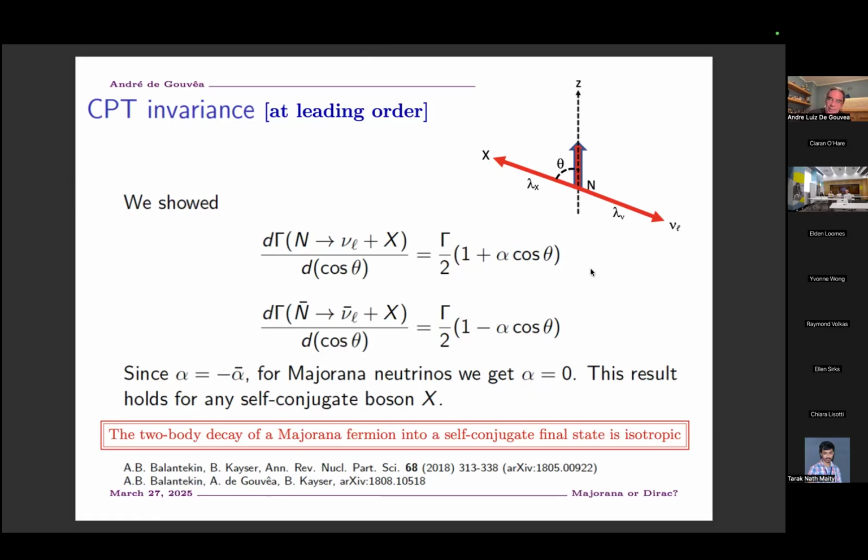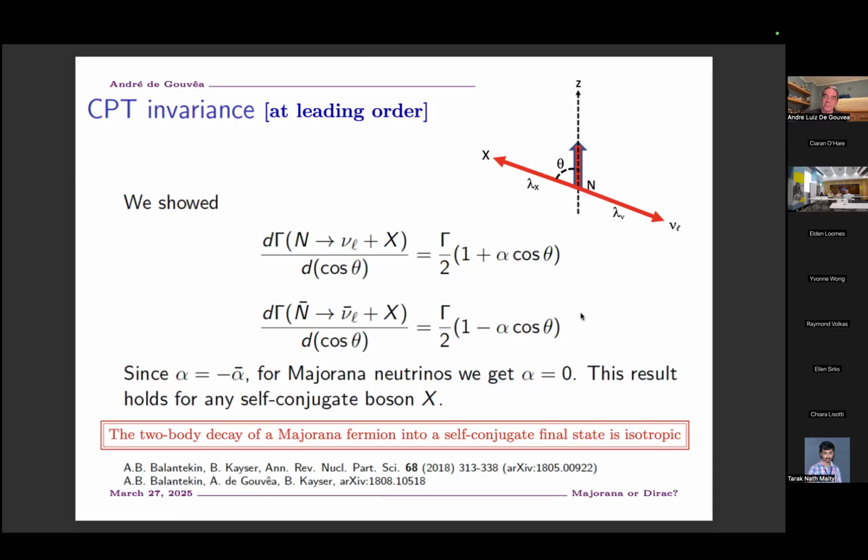This statement, it turns out, is also valid for Majorana neutrinos. Now, of course, if the neutrino is a Majorana fermion, the neutrino and the antineutrino are the same. So the only way that this statement here can be mathematically correct is if, in the case of neutrinos being Majorana particles, this alpha coefficient has to be exactly 0. Now, what the physics of this means is that if you have a Majorana fermion that's decaying into 2 other self-conjugate final state particles, the decay must be isotropic, independent of the interaction.